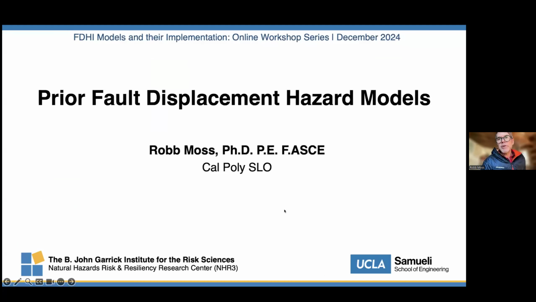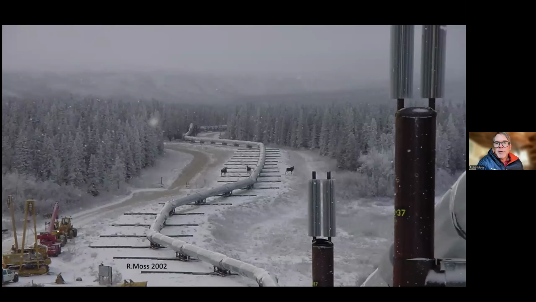Thanks, Rui. Rui did a good job of setting us up here. And I was tasked with talking about prior models. So that's models prior to the FDHI work. And as Rui mentioned, one of the best examples of a load-tested structure for fault displacement was the Trans-Alaska Pipeline. I was fortunate to be on the reconnaissance of this earthquake.